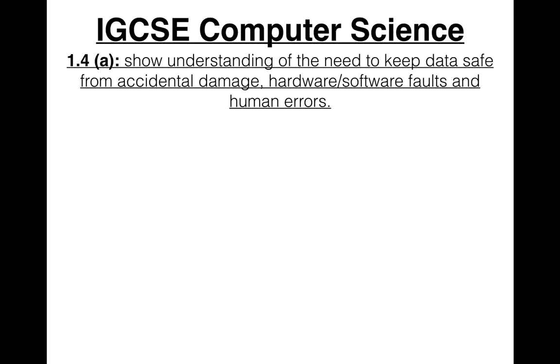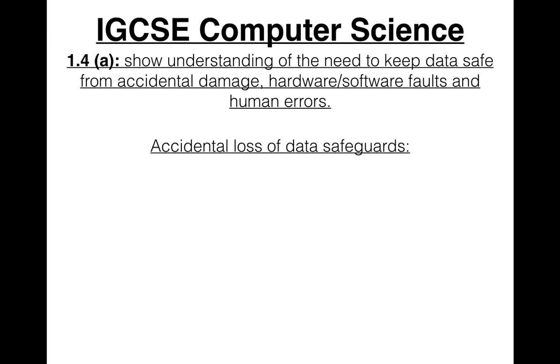So let's start with accidental loss of data. Accidental loss of data is when you accidentally lose data. An example could be if you're clearing out your computer to save some space, and then you accidentally delete a file which is important, then oh no.